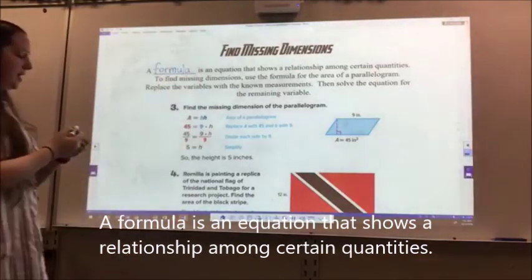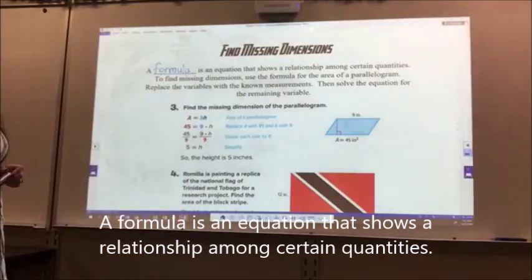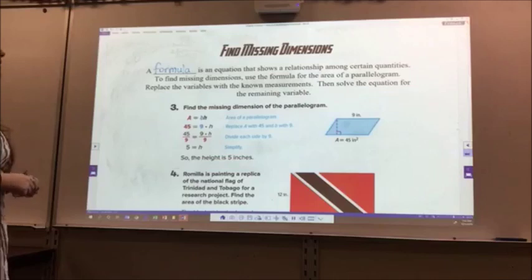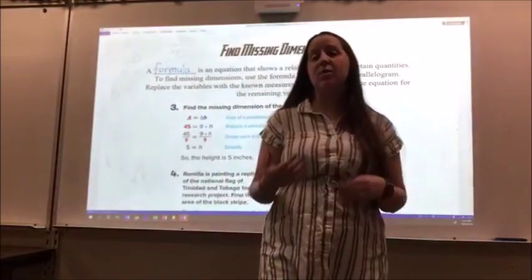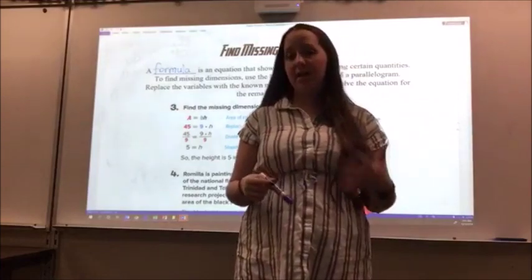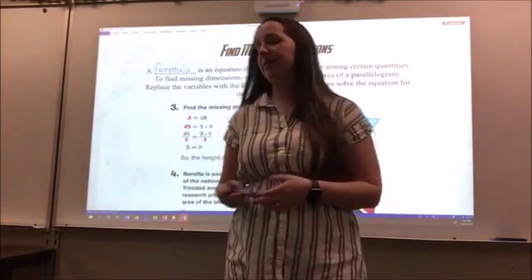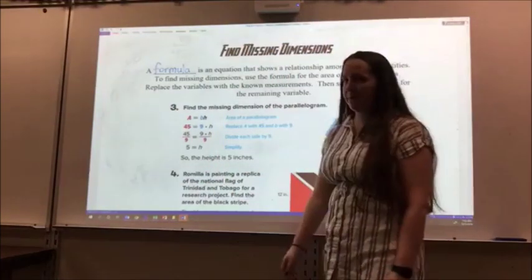So a formula is an equation that shows a relationship among certain quantities, and to find the missing dimensions, I use this formula for the area of a parallelogram. So we know that the formula for the area of a parallelogram is A equals B times H, which is area equals base times height. Okay? So let's take a look at an example.